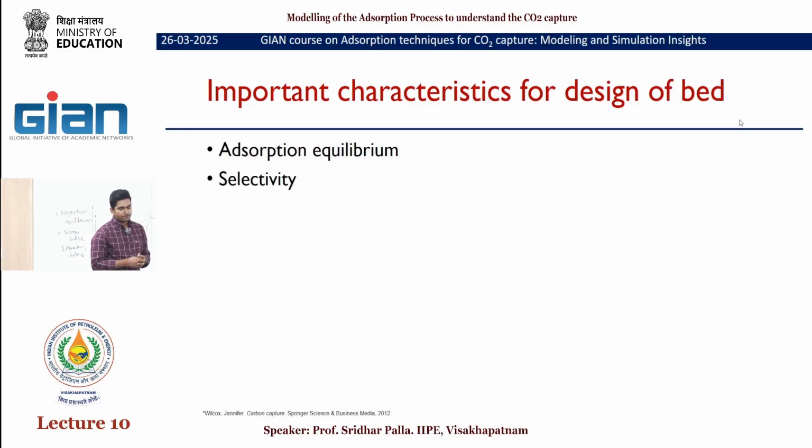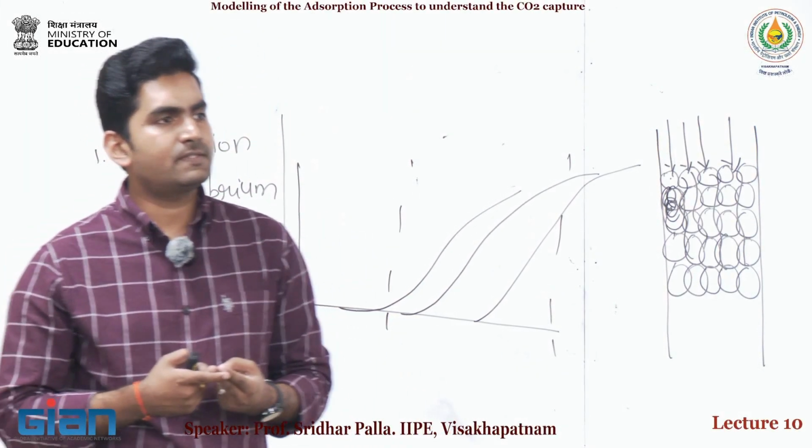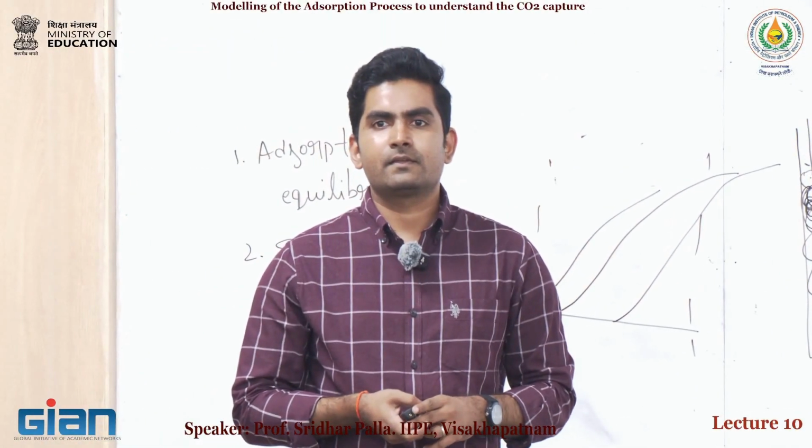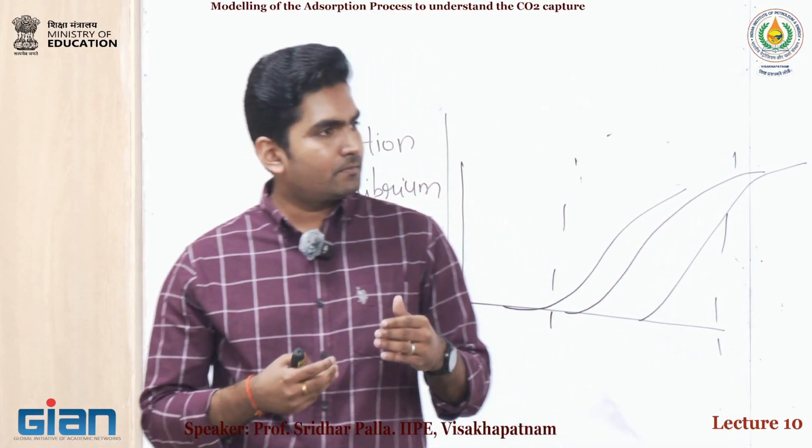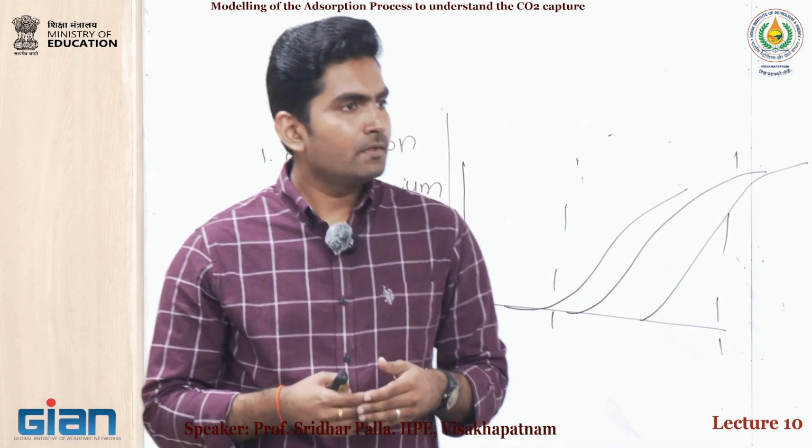So there are two types of selectivity: adsorption selectivity and diffusion selectivity. What is the difference? I have. Please.